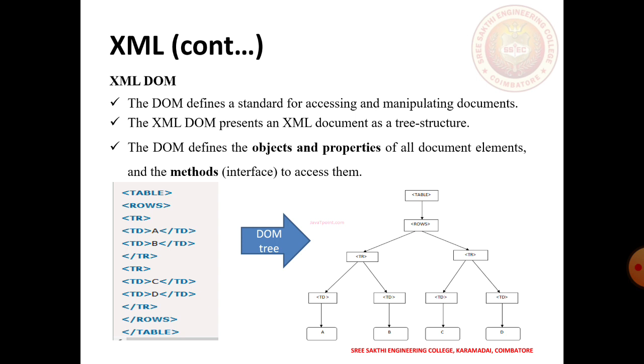Here the root element will be the table, the child element will be row, the row contains two different child elements, tr and tr, where td will hold the data of the table.